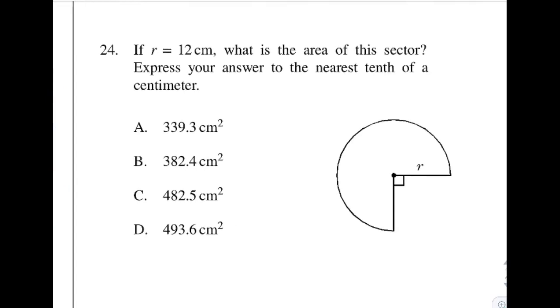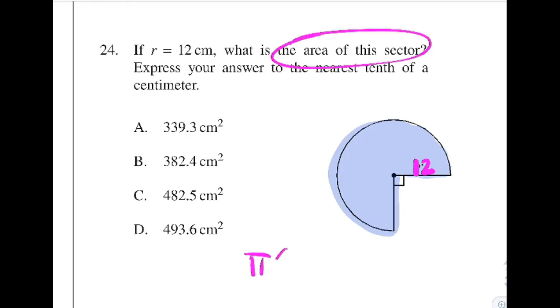And number 24, we have kind of a weird looking sector here. It's all of this. That's one big sector. So it's like 3/4 of a pizza, one big super slice. And the radius is 12. So we have area of the sector, pi r squared times. Now because this is 90, we know that this is 270, the remaining part of the circle.